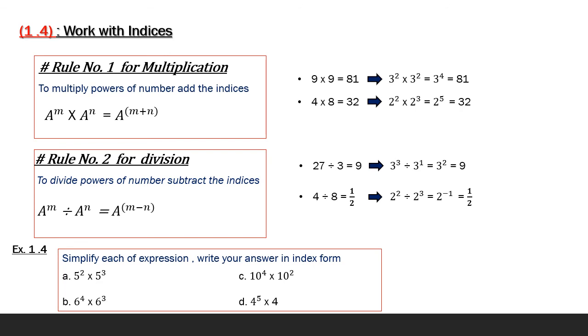So exercise number 1.4. Simplify each expression and write your answer in index form. 5 to the power 2 multiplied by 5 to the power 3 will be 5 to the power 5. 6 to the power 4 multiplied by 6 to the power 3 is equal to 6 to the power 7. Same for C: 10 to the power 4 multiplied by 10 to the power 2 simply will be 10 to the power 6. And finally, 4 to the power 5 multiplied by 4 is equal to 4 to the power 6.